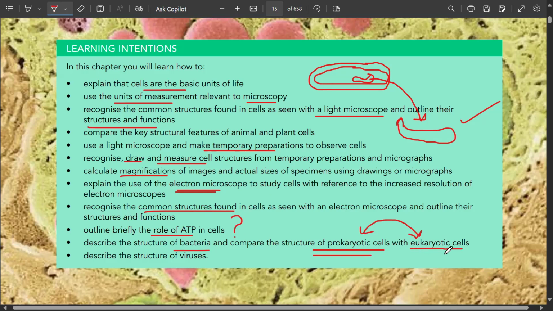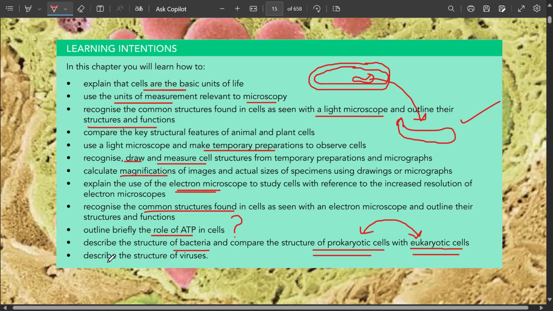Prokaryotic doesn't have a nucleus, and eukaryotic has. Good, exactly. For example, eukaryotes: we humans, animals, plants, many types of fungi are eukaryotes. Bacteria, for example, is a prokaryote because its DNA is not enclosed inside a nucleus. It's lying around freely in the cytoplasm. And this is a very, very important topic from your unit number 1.